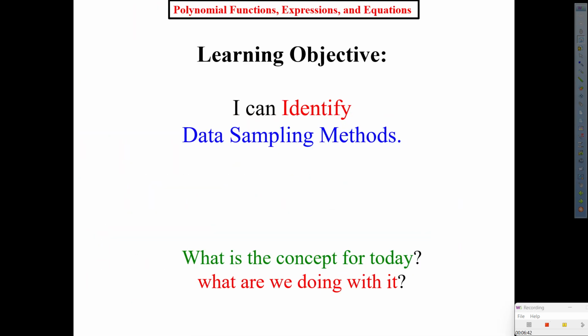All right, get a Cornell note ready, please. I can identify data sampling methods.